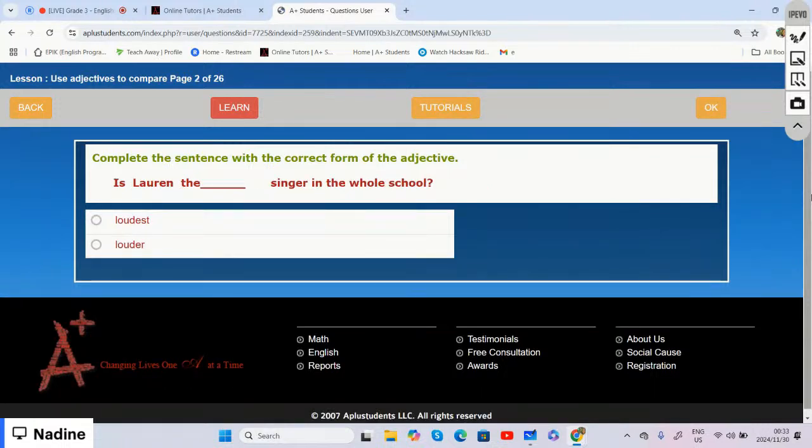The next one says, is Lauren the loudest singer in the whole school? Or option two is Lauren, the louder singer in the whole school. We are comparing her to the whole school.